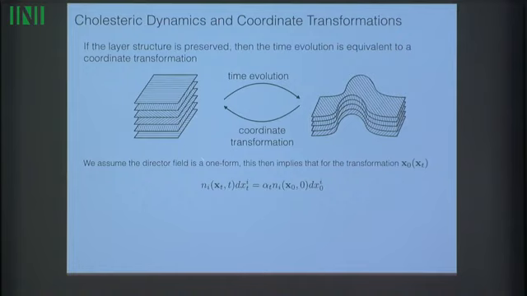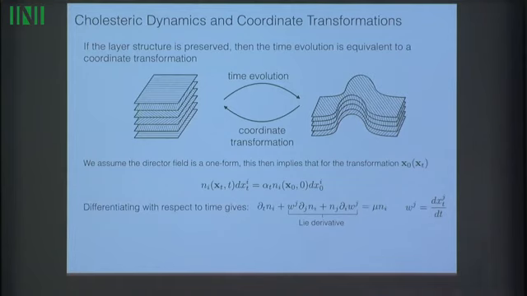There's a proportionality constant here, and this just comes about because the coordinate transformation might stretch or squeeze space a bit, which changes the magnitude of the director. But we don't care about its magnitude, we care only about its direction, so we're allowing it to stretch, and that's this factor here. And you differentiate with respect to time, and you find this equation.